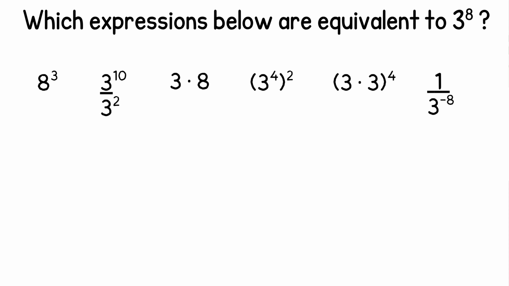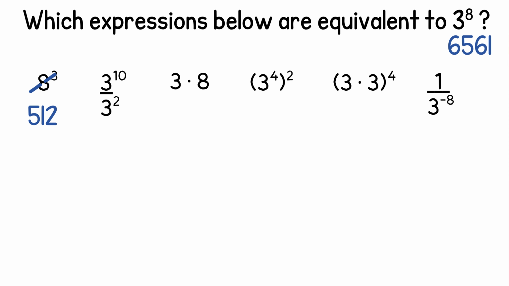So let's start by finding out what 3 to the 8th power is. If we multiply 3 times itself 8 times, we'll get a value of 6,561. So we'll see which of the following expressions also give us an answer of 6,561. If we look at 8 cubed, we'll do 8 times 8 times 8, which gives us a value of 512. So this is not equivalent.